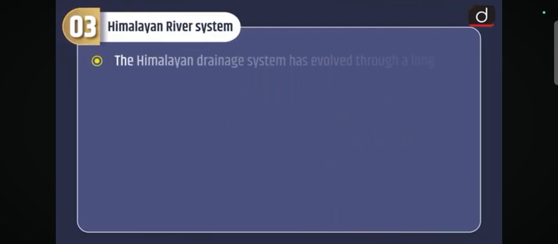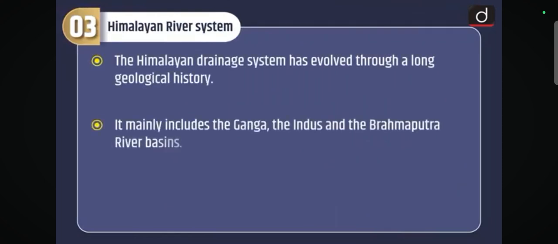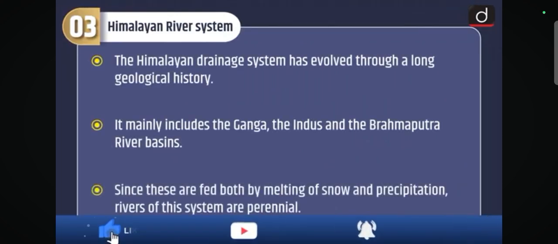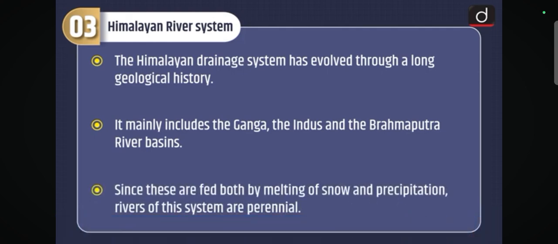Now let's have a look at the Himalayan river system. The Himalayan drainage system has evolved through a long geological history. It mainly includes the Ganga, the Indus and the Brahmaputra river basins. Since these are fed both by melting of snow and precipitation, rivers of this system are perennial.